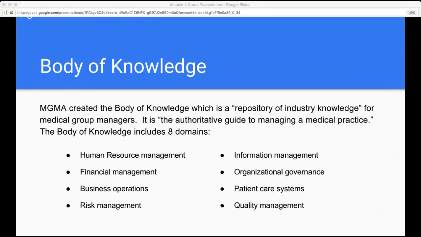The body of knowledge created by the MGMA is a repository of industry knowledge for medical group managers. It is the authoritative guide to managing a medical practice. It includes 8 domains, which are human resource management, financial management, business operations, risk management, information management, organizational governance, patient care systems, and quality management.